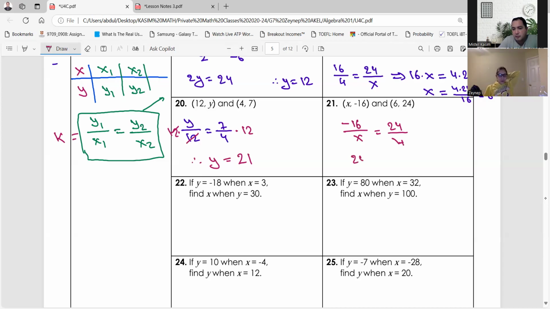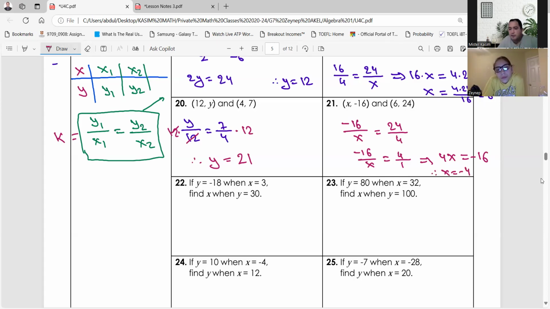Cross multiply 24x. Actually, if you have a little bit of experience, you can see that first I want to simplify the right-hand side. So negative 16 over x is equal to, this one is 4 over 1. And now if you cross multiply, 4x equals negative 16, right? So x equals negative 4.